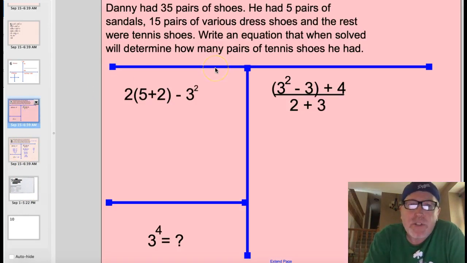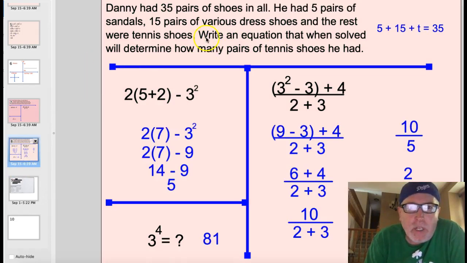Here are the review questions today. Go ahead and pause the video and take a shot at these. Okie dokie. Let's see how we did. Danny had 35 pairs of shoes in all. He had 5 pairs of sandals, 15 pairs of various dress shoes, plus T stands for the tennis shoes, would equal 35.